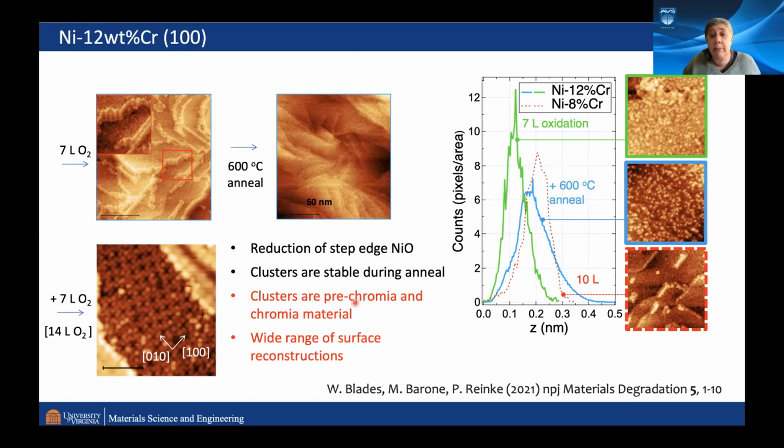The clusters are pre-chromia material, and they collapse into a wide range of surface reconstructions. You can do some statistics on them. You can see them ripening here. So these are really nanometer sized clusters, which are more like pancakes than round layers. Add more oxygen and they will form surface reconstructions and surface oxides.